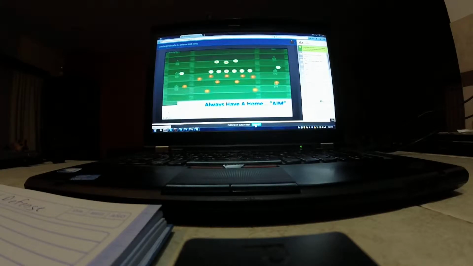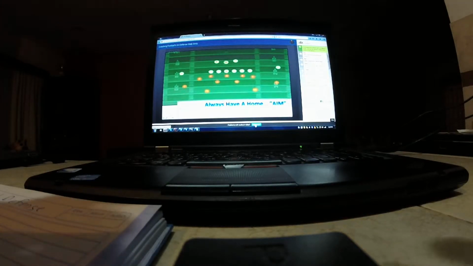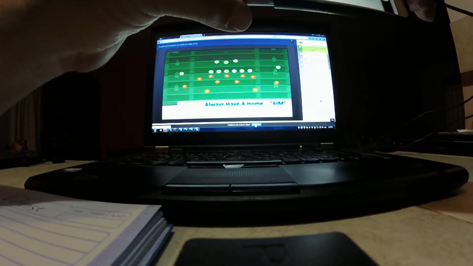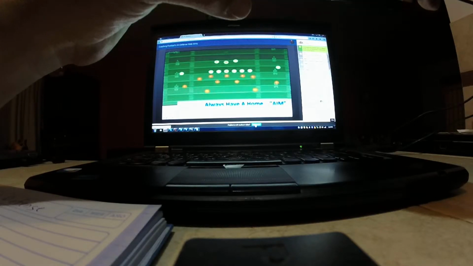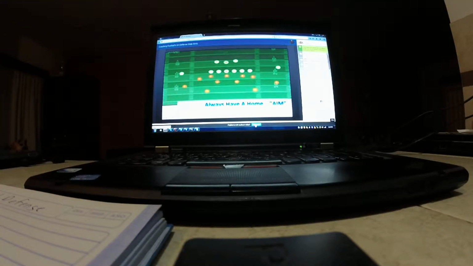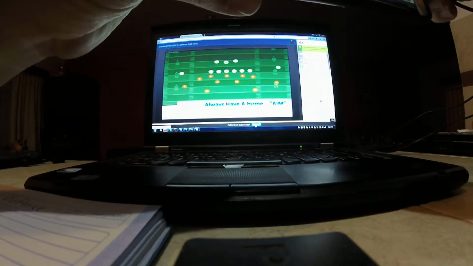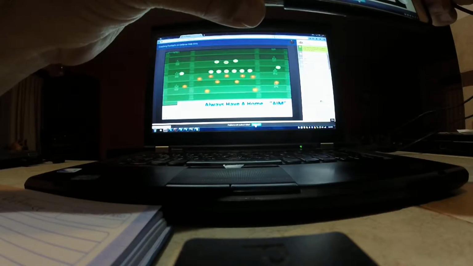Okay, what we want to do is always have a home, and when we're running a base front, in our stud front, in our 3-4 front, our home is aim. So this is the call that if they go hurry up on you all of a sudden, we know exactly what we're doing. Aim is slant away, okay? That's the aim. Aim is slant away, all right?